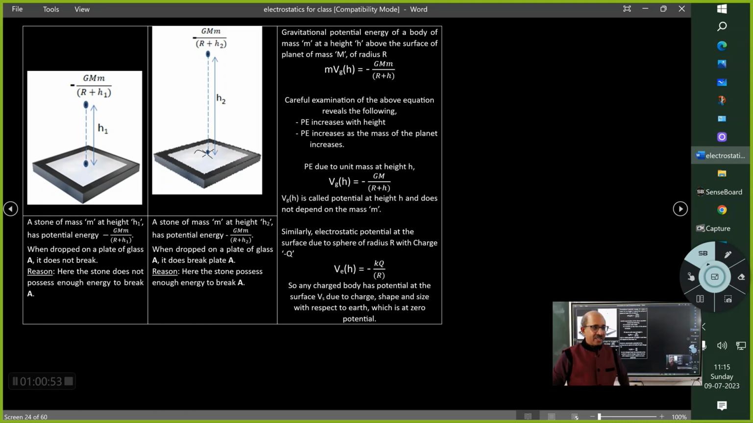See, there is potential at this point because of Earth. So if I keep my head here, nothing will happen. But at this point, if I keep this body, then this will have potential energy. How much potential energy? Potential at that point into mass.